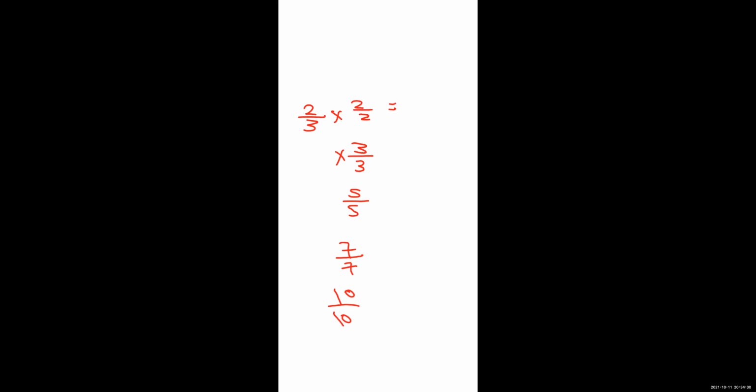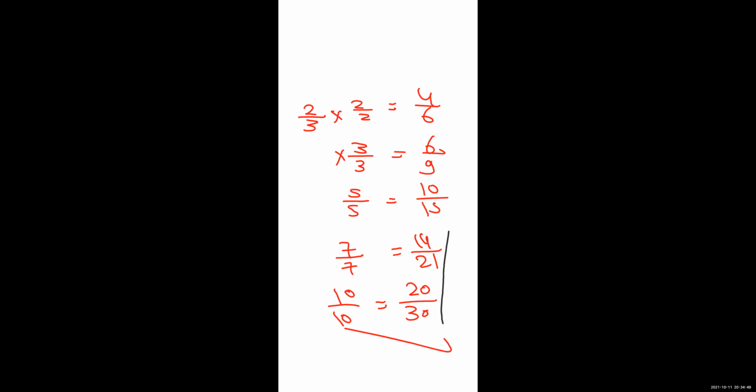So here, 4 over 6, 6 over 9, 10 over 15, 14 over 21, 20 over 30. Correct? Yes. Actually, all these numbers are equal in value. They are all equal to 2 over 3. Okay? So they are equal in value, but different in form.